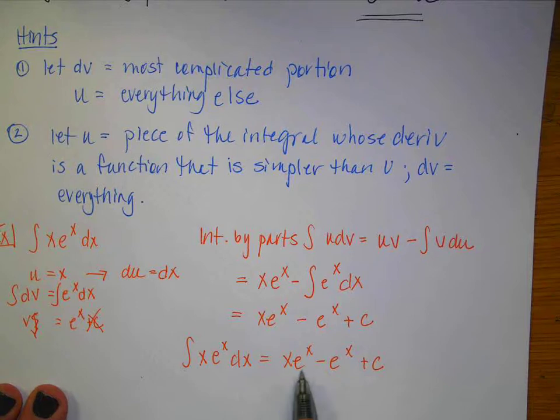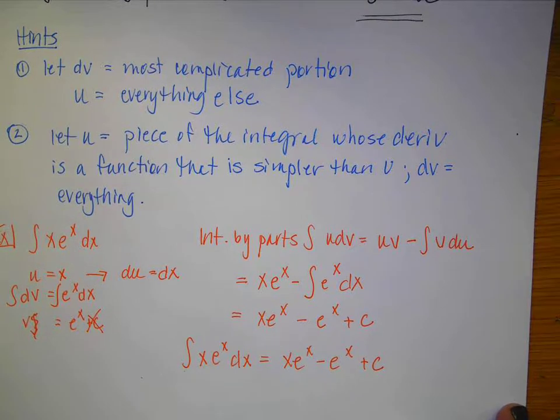Now, if I wanted to, I could factor out the e to the x's, and I would get e to the x times x minus 1 in parentheses plus c. But for right now, that is a great way to leave your problem.